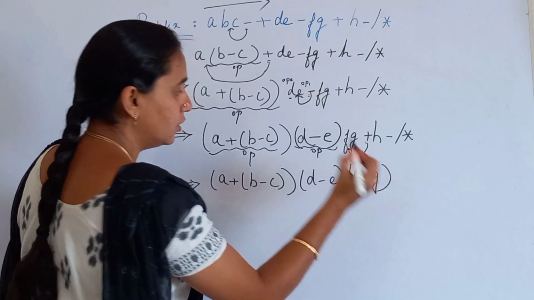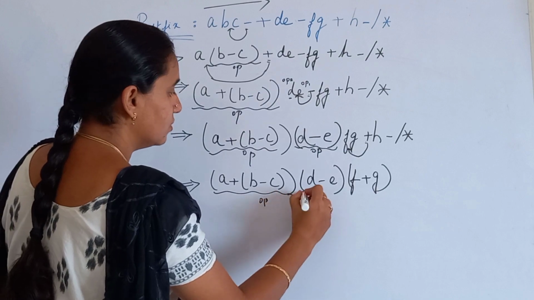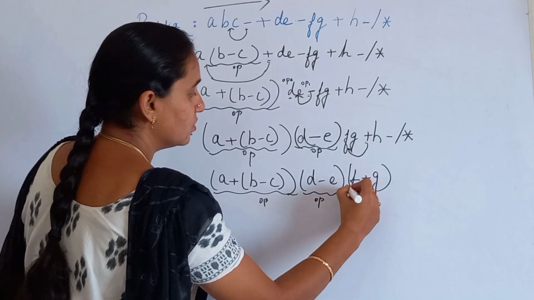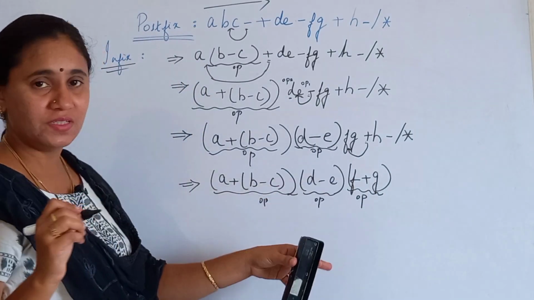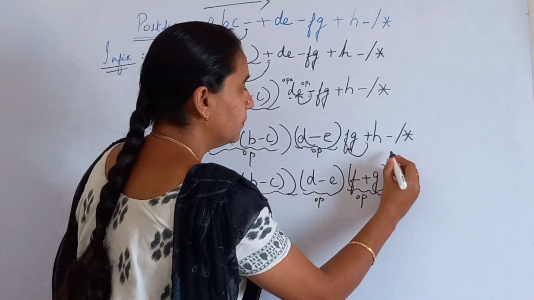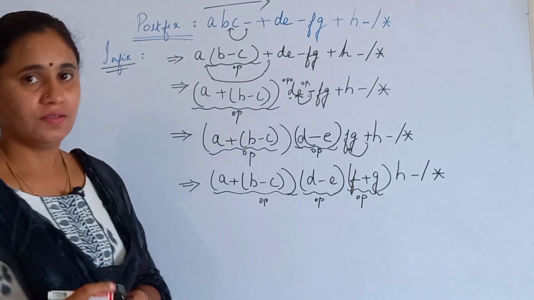So this is another operand. So this is your operand. So this is another operand. So this is another operand. Okay friends, can you follow my steps? Okay. Then H minus slash and star.